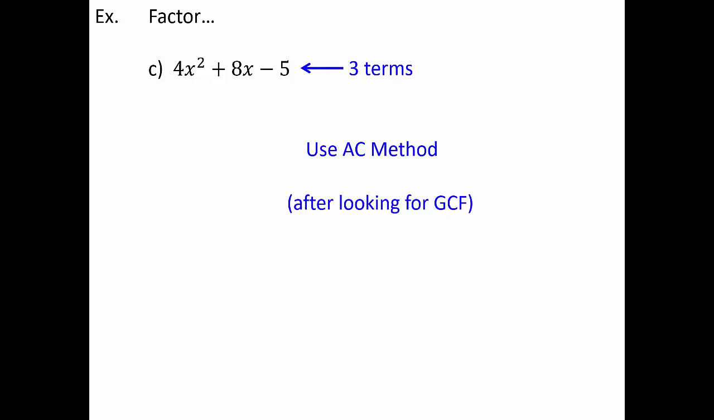Now, again, do not use the AC method until after you've looked for a GCF. There's a technique that I'm going to be going over in this lesson that if you do not look for a GCF first, the method will not work. In general, the first way I use the AC method, it'll work just fine with or without the GCF method, but to say it's fully factored, you have to use the GCF method first. Even if there's no GCF, you have to at least look for a GCF.